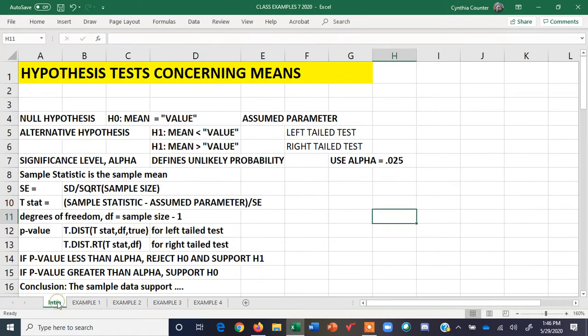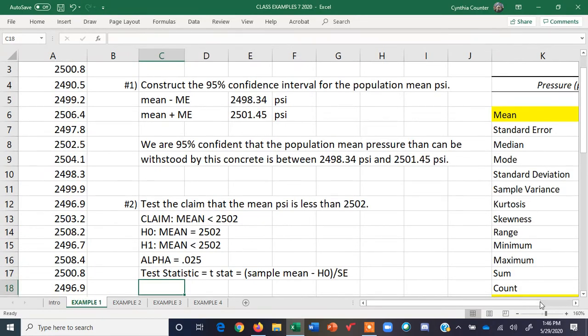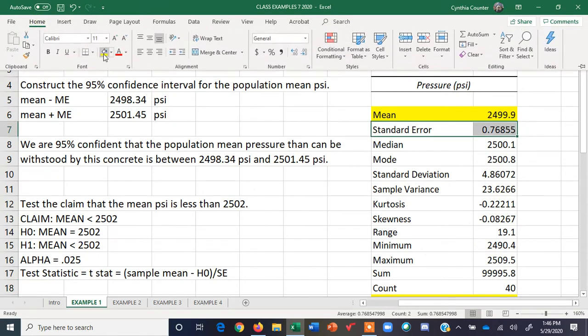Over here in the intro, I talk about the t-stat, and I have here sample statistic, which in this case is the sample mean, minus the assumed parameter, and the value in the null hypothesis is our assumed parameter. Then we divide it by the standard error. When we use a data analysis tool, the standard error is output for us in the second row right here. So we're going to use this.